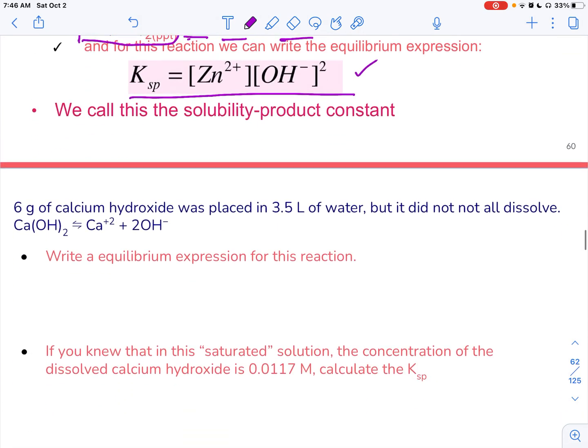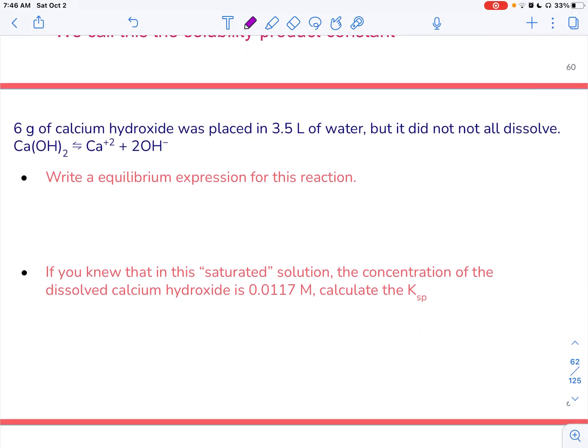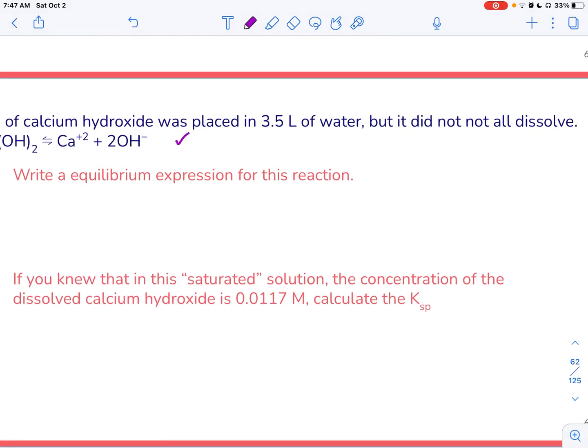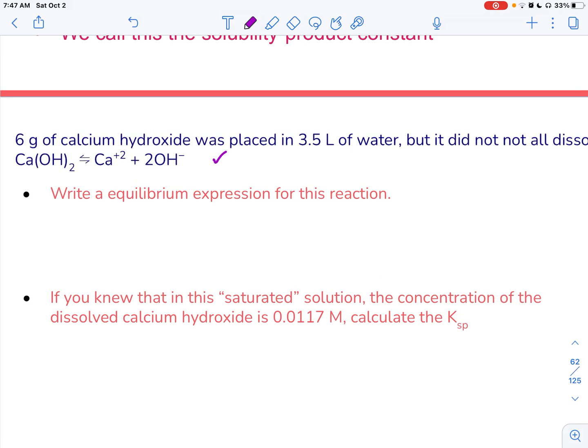So let's delve a little bit into Ksp. So let's see. Here, 6 grams of calcium hydroxide was placed in 3.5 liters of water, but it did not all dissolve. Here's our equilibrium expression. Well, equilibrium equation, excuse me. Equilibrium expression would be Ksp here, because we have our solid breaking up into its 2 ions. So we would have Ca2+ times OH minus concentration squared. Okay, and this is concentration Ksp, so you do need those square brackets.